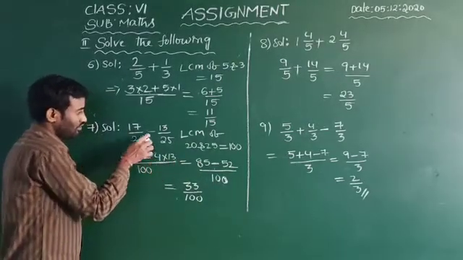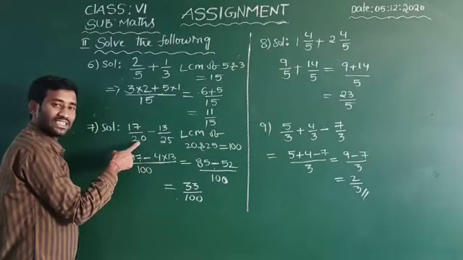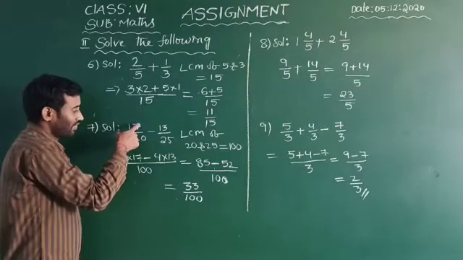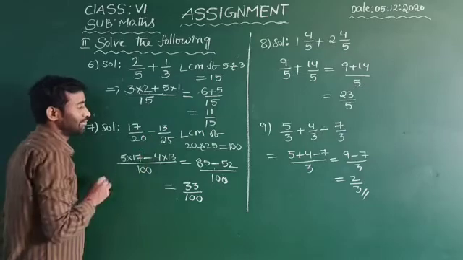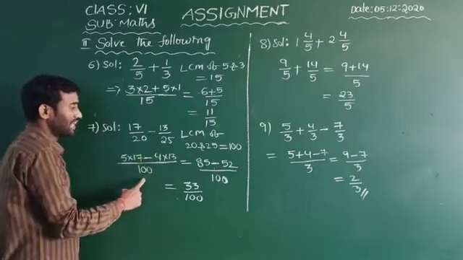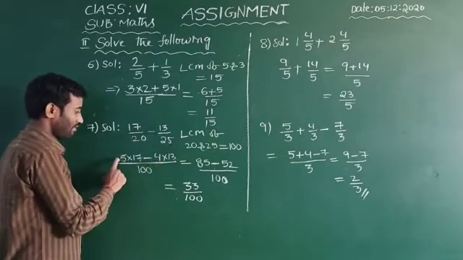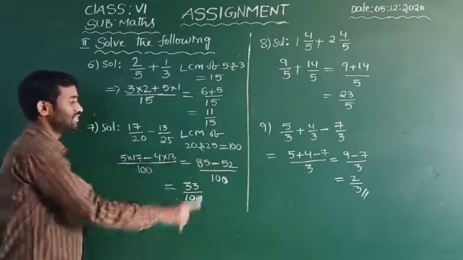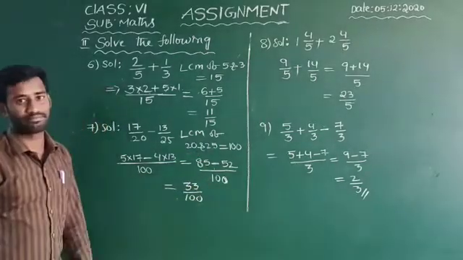After that, we divide this 100 by the denominator of the first fraction. 20 fives are 100, so 5 goes into the numerator of the first fraction. Since minus is given, we take minus. 25 fours are 100, so 4 goes into the numerator of the second fraction. 5 times 17 is 85, minus 4 times 13 is 52. 85 minus 52 is 33 by 100.